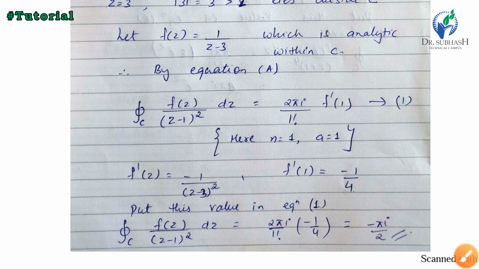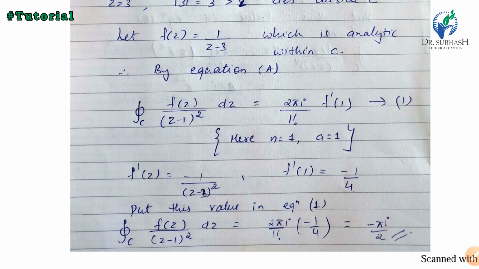So this was the example based on nth derivative. Now let us come to the conclusion. Here we conclude that the Cauchy integral formula is applied only for the points which lie inside the curve C, and we have to see the power of the point which is inside C. If the power of the point, that is z minus a, is 1, then we use the Cauchy integral formula, and if the power of z minus a is greater than 1, then we use the formula for nth derivative.